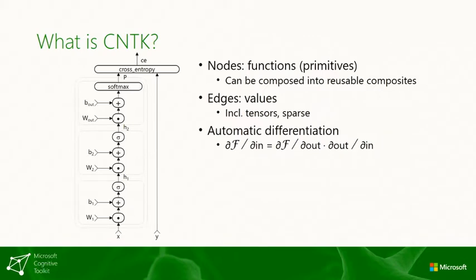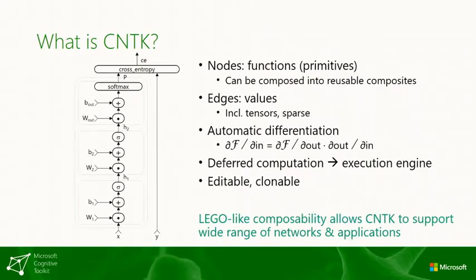The reason we do this conversion into a graph is basically one big reason, that is to do automatic differentiation. Once you have the graph structure, it's very easy to derive for any of the nodes in the graph the derivative of the loss with respect to that node. This differentiation is completely automatic. And then we have deferred computation, which will execute this graph at high speed. This is a design, I think, pioneered by Theano, and then taken by both TensorFlow and CNTK as well. It's a static graph, compiled, and then run very fast. The graph is editable. You can clone it as well. It's like Lego. You can compose and build all kinds of networks.